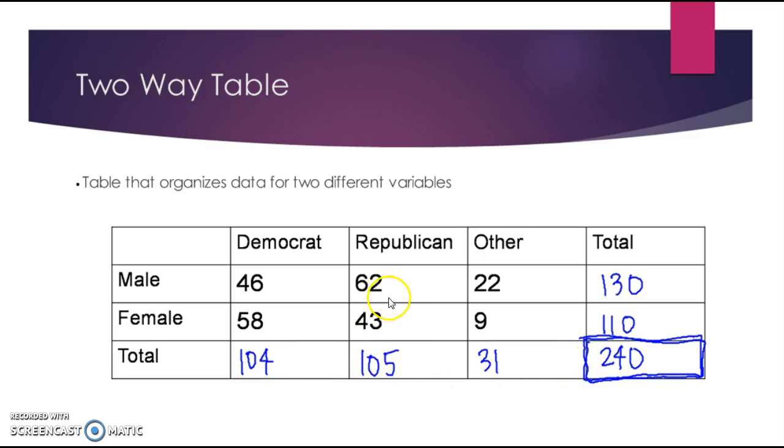If we look individually at these numbers, so like this 62, that is the number of males that are Republicans. Right? The 9, that's the number of females that are classified as other. Right? So that's just how you read the two-way table.